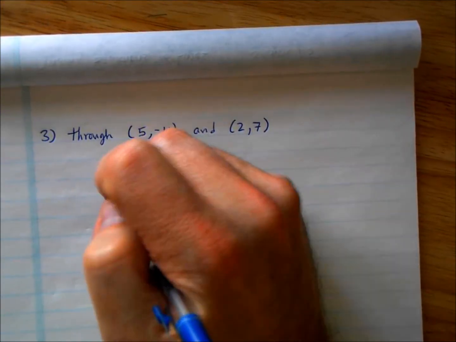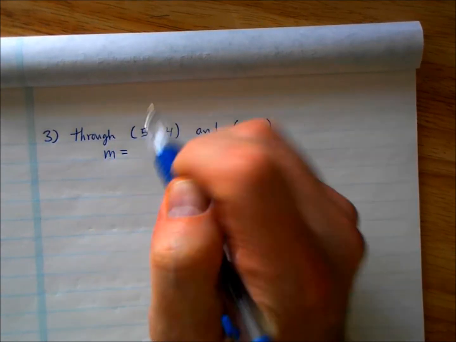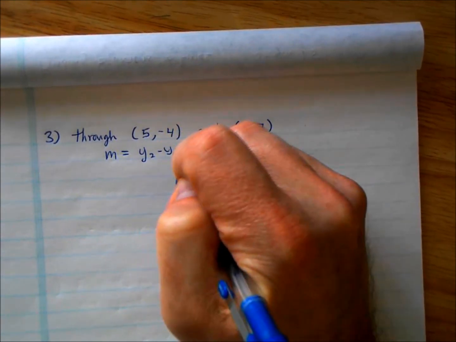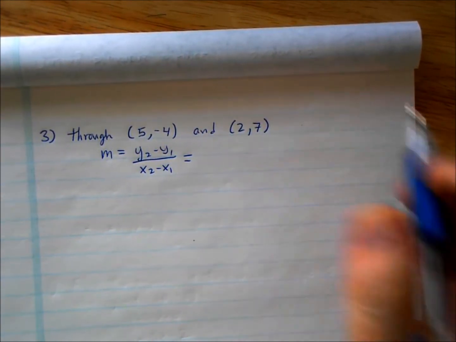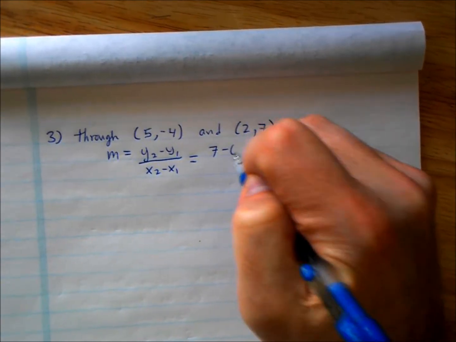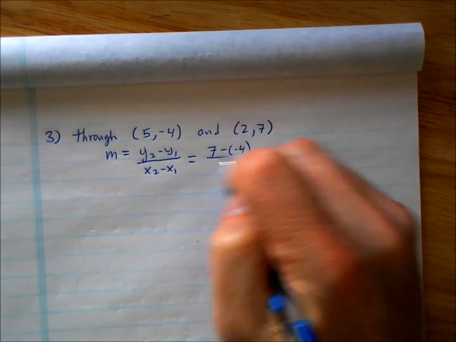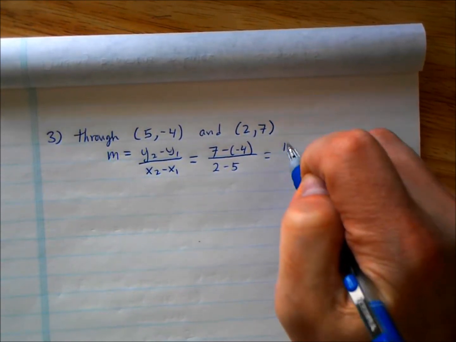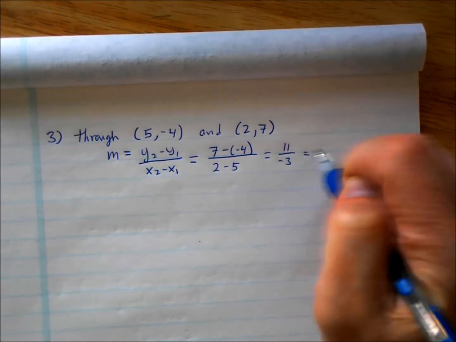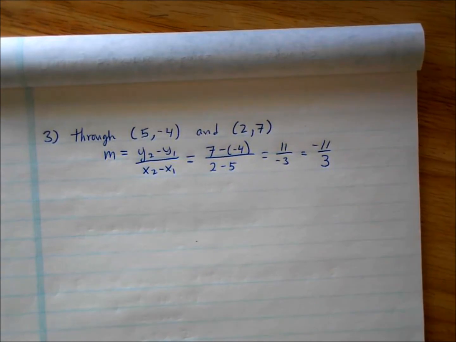Alright, well the first thing I see is I don't have the slope. If you want to find the equation of the line, very, very often you need to know the slope. Not really much of an option there. So we're going to find the slope. We use our slope formula. M equals y2 minus y1 over x2 minus x1. That's going to be 7 minus negative 4 over 2 minus 5. That's 11 over negative 3. I'm going to write that as negative 11 thirds.